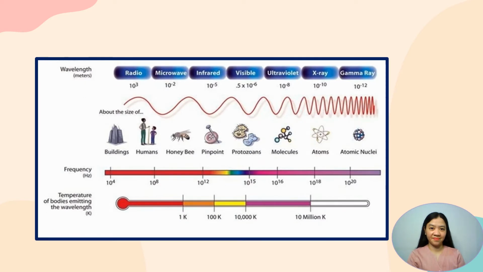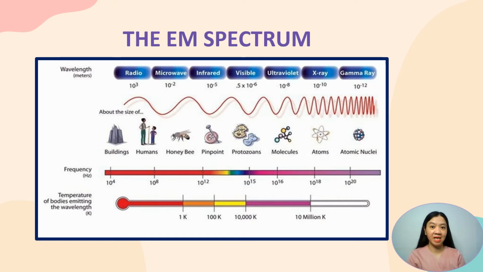When you were in grade 7, electromagnetic waves were already introduced. And now that you're in grade 10, we will deepen your understanding of this concept. To start with, let's take a look at this chart. Are you familiar with this? Very good. This is known as the electromagnetic spectrum or the EM spectrum.